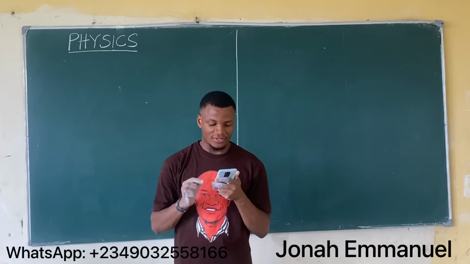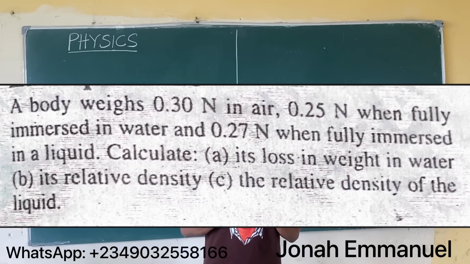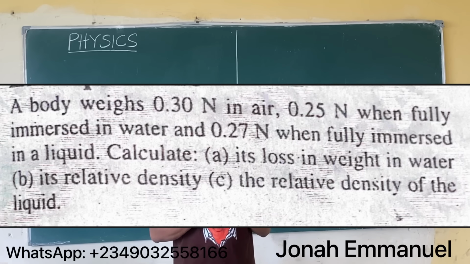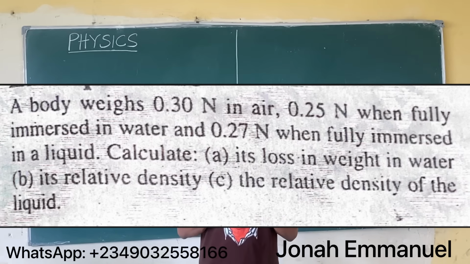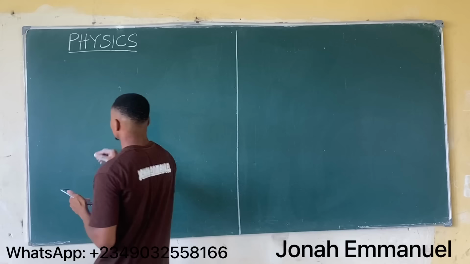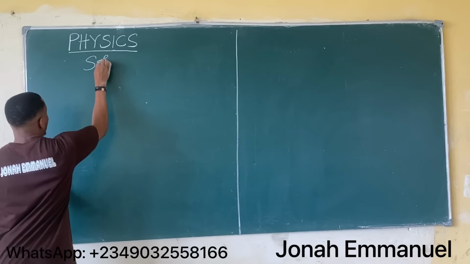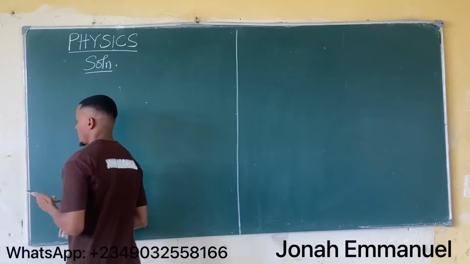So take our first example. The first example says a body weighs 0.30 Newton in air, 0.25 Newton when fully immersed in water, and 0.27 Newton when fully immersed in a fluid. Calculate A, its loss in weight in water, B, its relative density, C, the relative density of the liquid. Solution, please. We'll start off by listing out our given parameters.